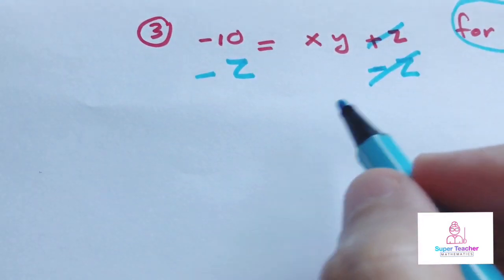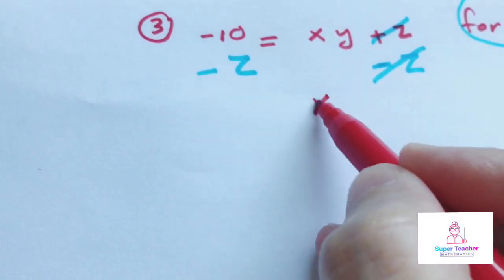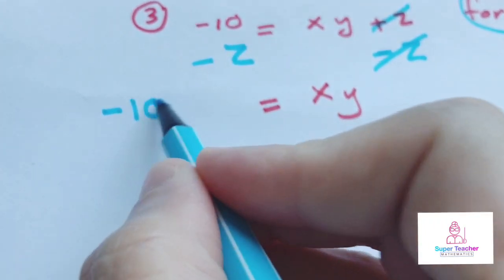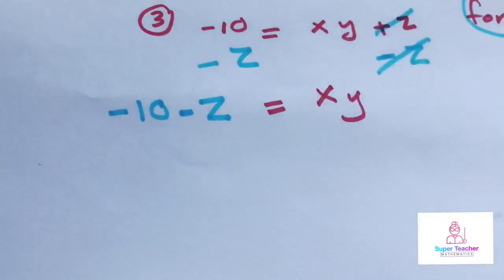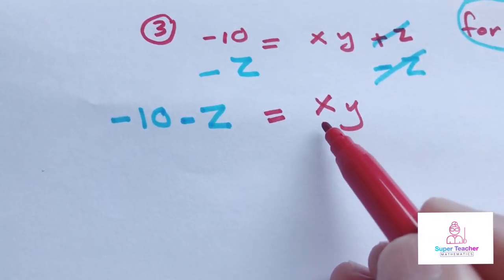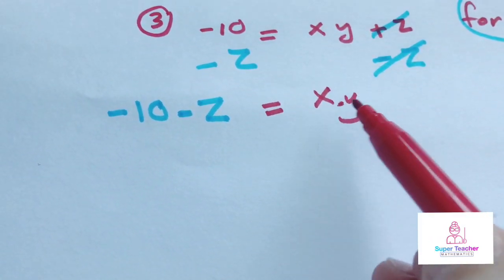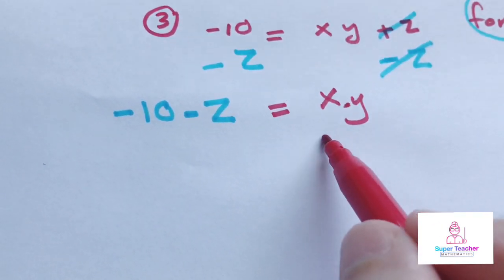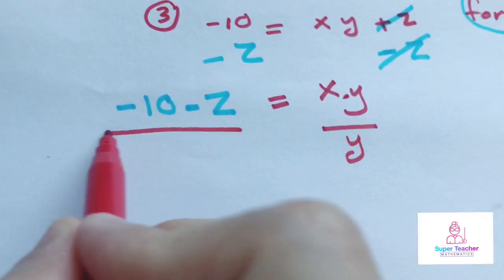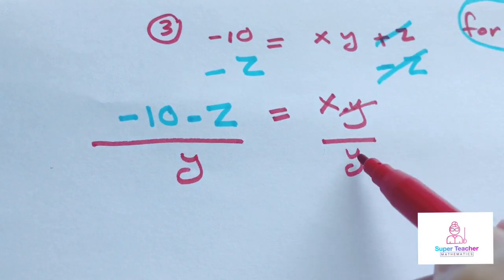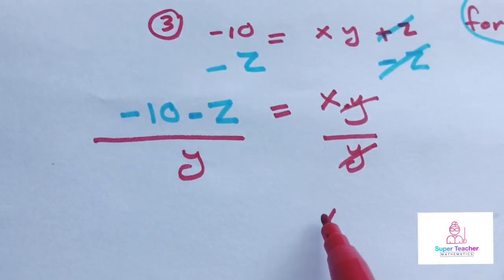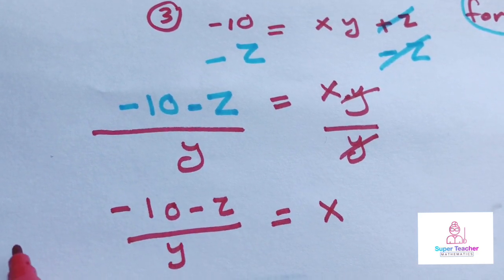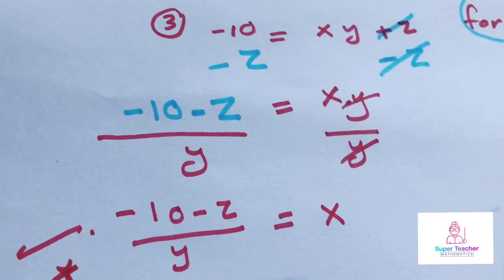Cancel this with this. So now what's left for me? xy equals, we have negative 10 minus z. Okay, now we still have y with the x. y is times x, y times x. So what is the inverse of multiplication? Yes, division. So I'm going to divide both sides by y. I will cancel the y with the y, y divided by y equals 1. So x equals negative 10 minus z over y. This is the third question.